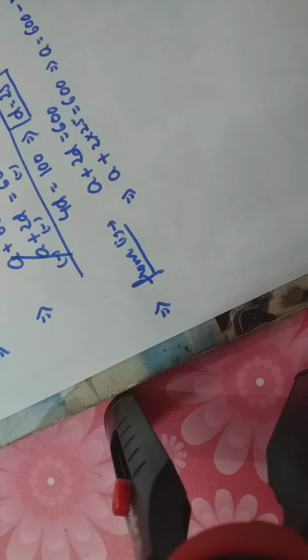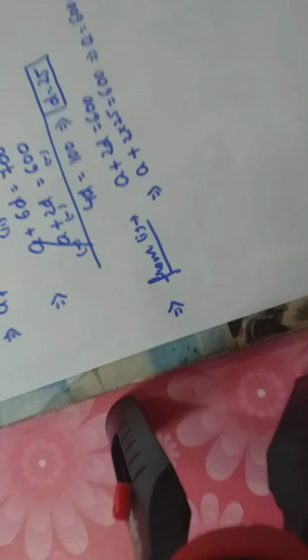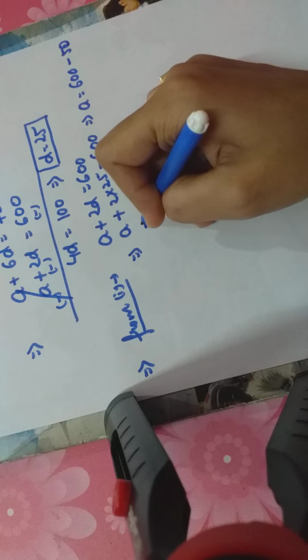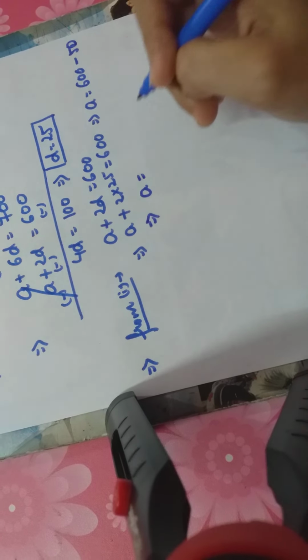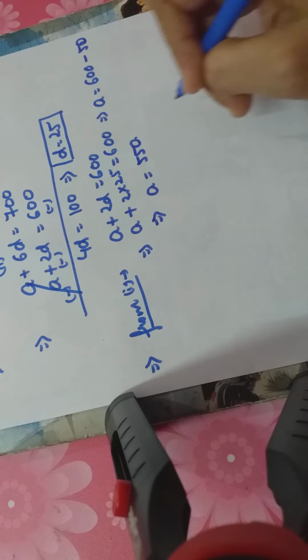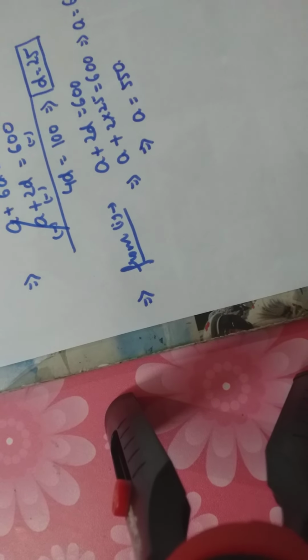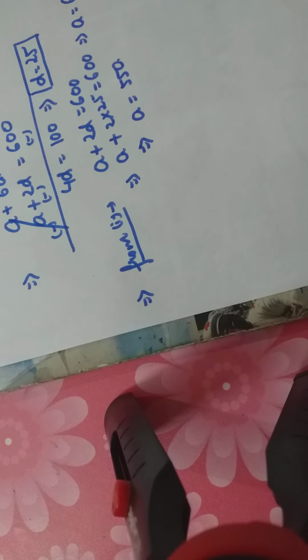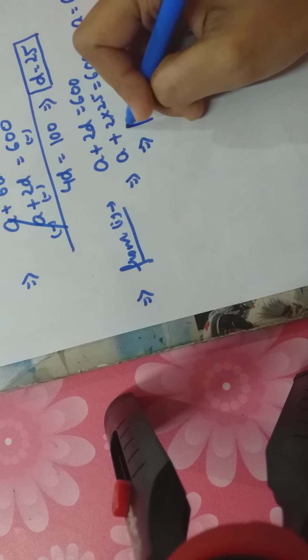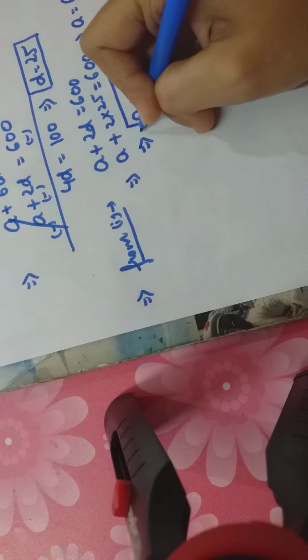So A will be 600 minus 50. When I simplify, 600 minus 50 will be 550. So A is 550, which means the production of TV sets in the first year is 550. This is the answer of the first part of the question.